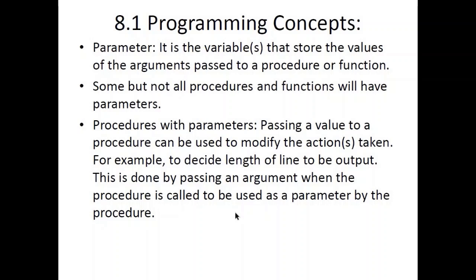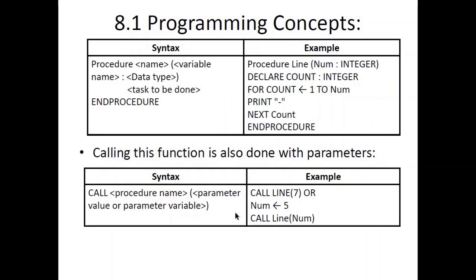This is done by passing an argument or a parameter when the procedure is called, to be used as a parameter by the procedure. The syntax can be procedure name, variable name, data type, task to be done, and end procedure. For example, procedure line, the variable name would be num, and its data type would obviously be integer. Declare count integer, for count 1 to num, print a dash, next count, end procedure.